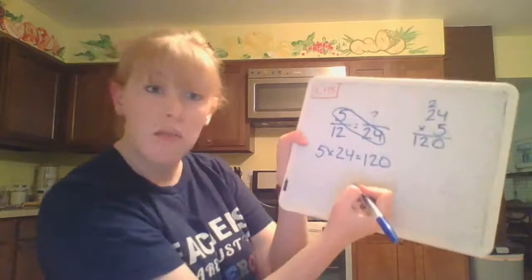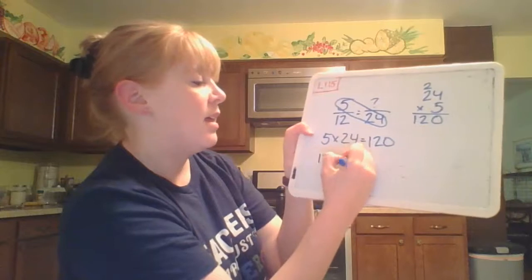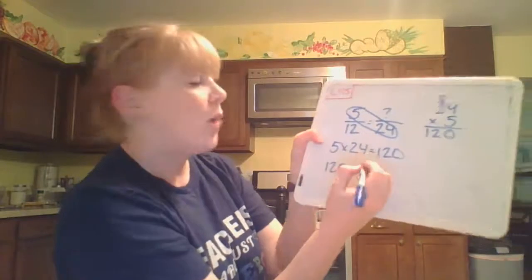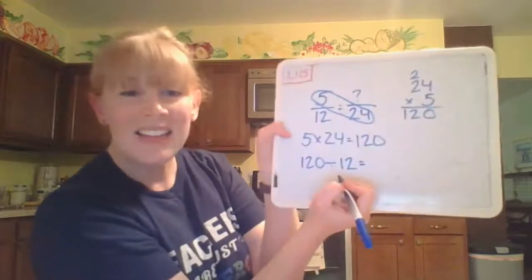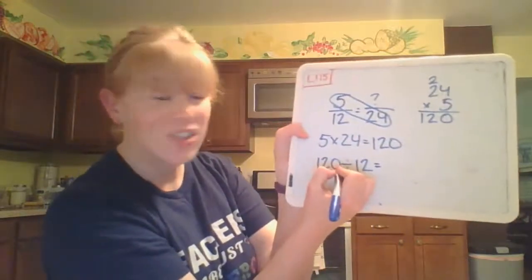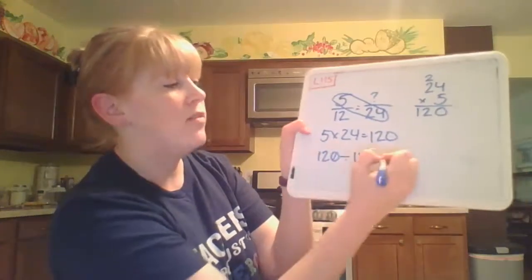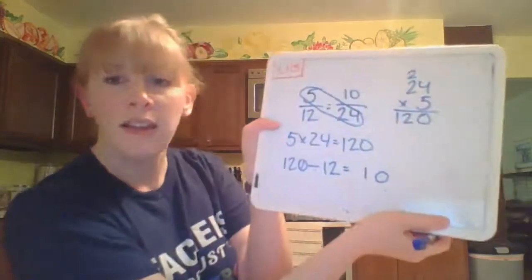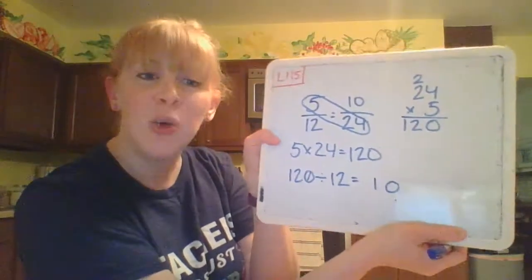120 is going to become my dividend. And the denominator in my known fraction, the number outside the loop, that 12 is going to be my divisor. So it's going to be 120 divided by 12. And I lucked out because I've got that extra 0 on there. I'm going to add my 0 in right away. 12 divided by 12 would be 1. So my unknown numerator is 10. 5/12 is equivalent to 10/24.